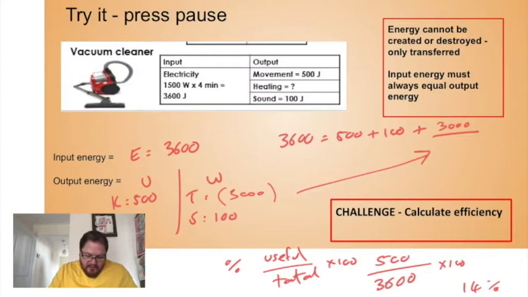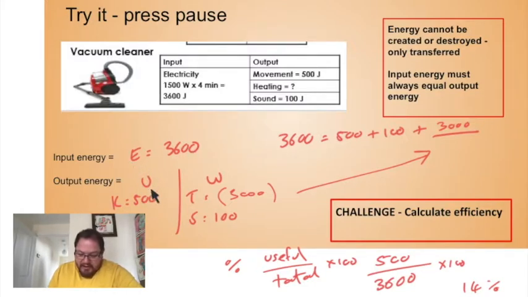Okay then, so you can see I've got quite a bit going on, so I'm going to run you through this. First of all, I identified my energy, so it says there that it's 1500 watts for 4 minutes. We don't have to worry about that. It comes out to be 3,600 joules. So we're dealing with joules now, so that's 3.6 kilojoules. But we're going to leave it in joules, so my electric energy going in.